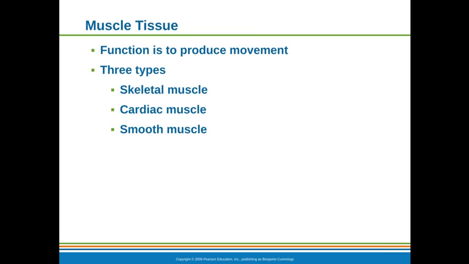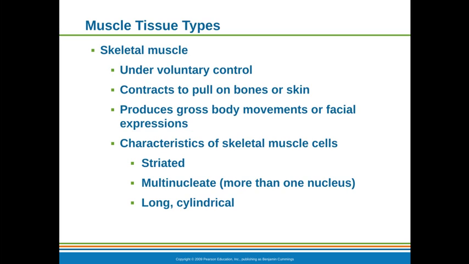Okay, now finally, muscle tissue. Again, its function is to produce movement at the expense of energy. We have 3 types. We have skeletal muscle, cardiac muscle, and smooth muscle. Now, skeletal, it's voluntary, meaning we can control it most of the time. So it contracts to pull on bones or skin. Now that's very important right there. Skeletal muscle only pulls, it does not push.